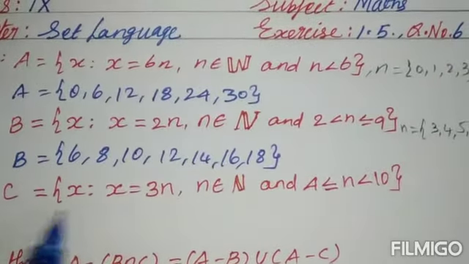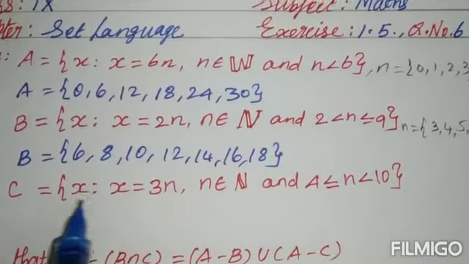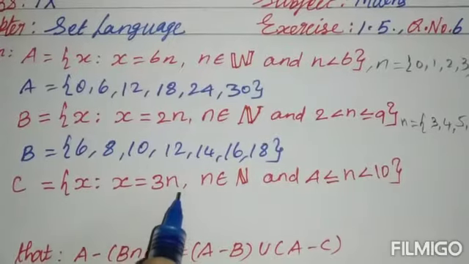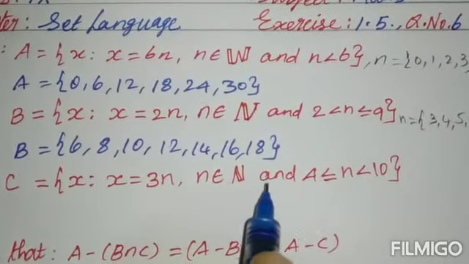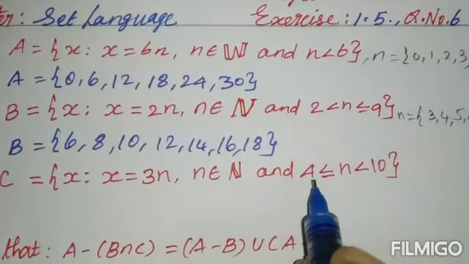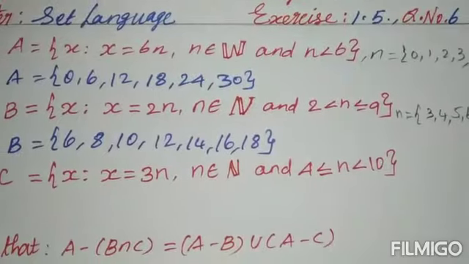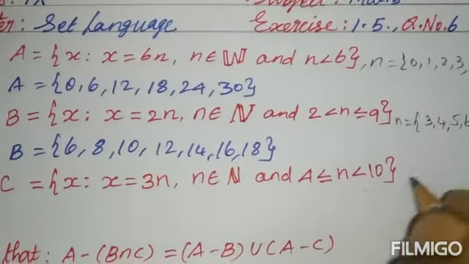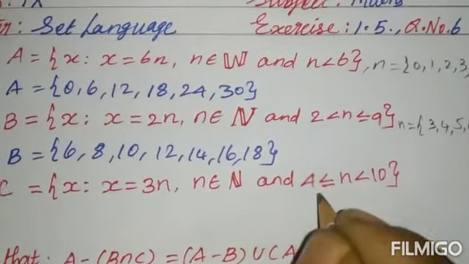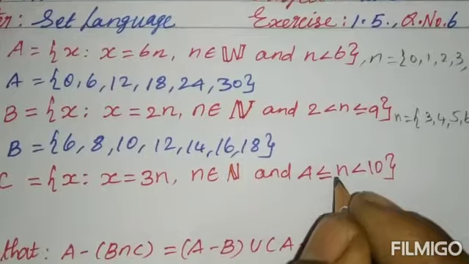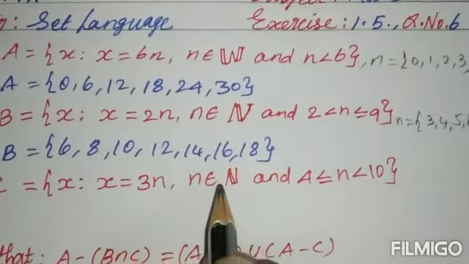So these are the elements of B. Next we have to list the elements of C. C is equal to the set of all x such that x is equal to 3n, where n belongs to natural numbers and n is greater than or equal to 4 and less than 10. So the n value must be less than 10 and greater than or equal to 4. Those numbers must be in the natural numbers.